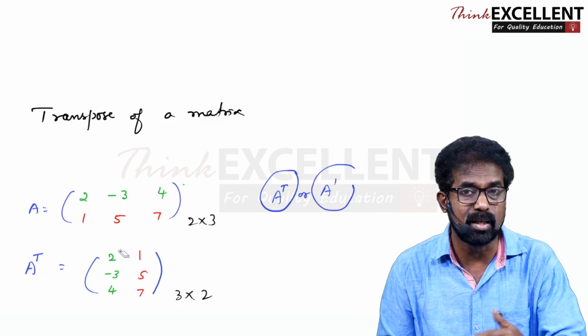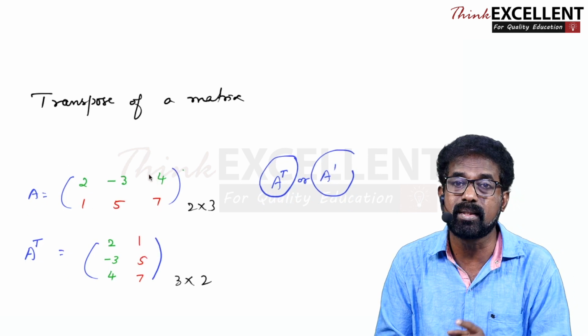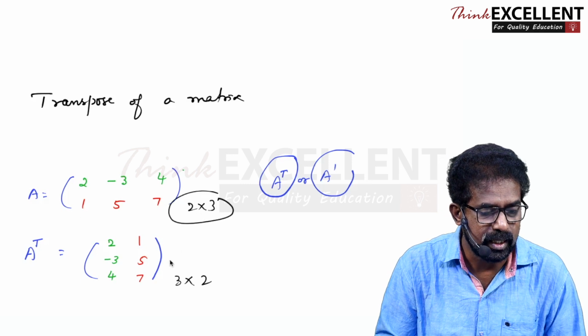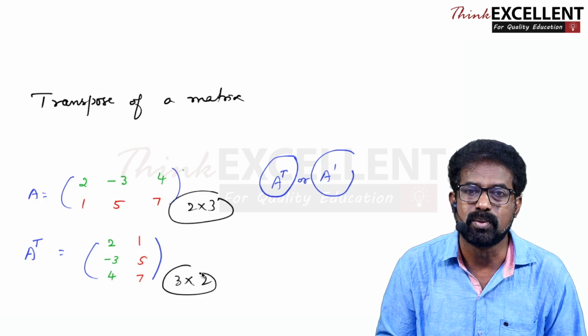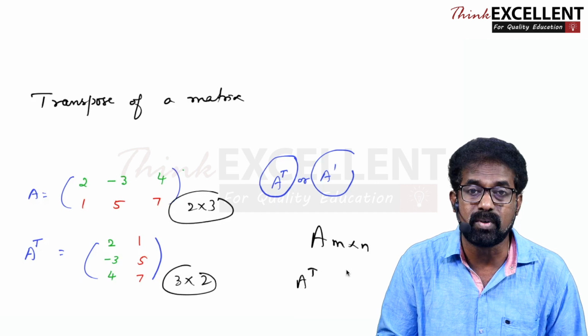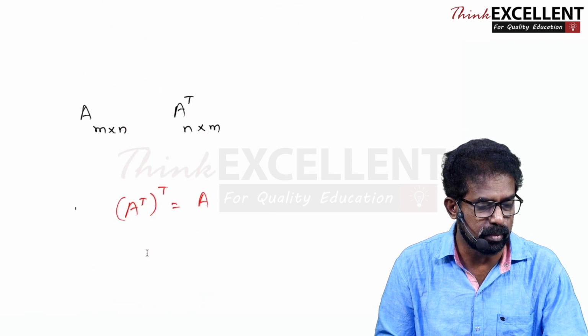So automatically column becomes row, right? So that is the transpose of a matrix. You can notice one thing here. See the order. A is of order 2 by 3, A transpose is of order 3 by 2. Now, A is of order m by n, then A transpose will be of order n by m. It is reversed. Okay, so that you remember.